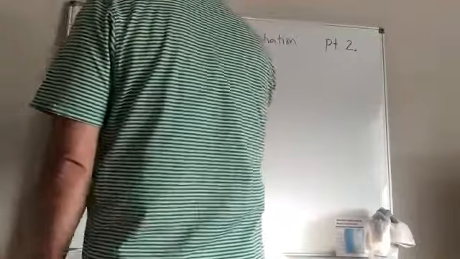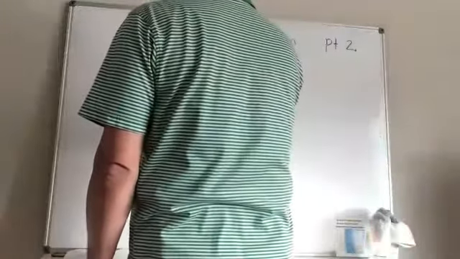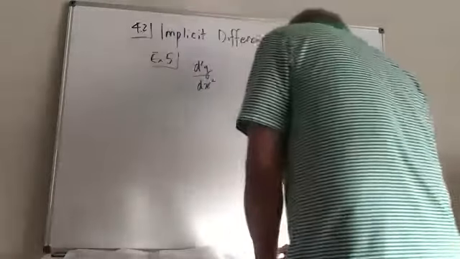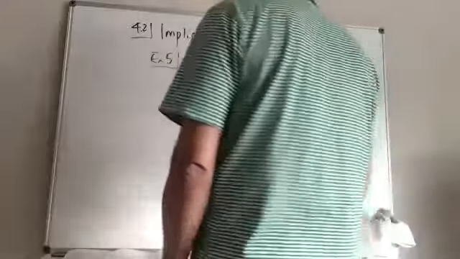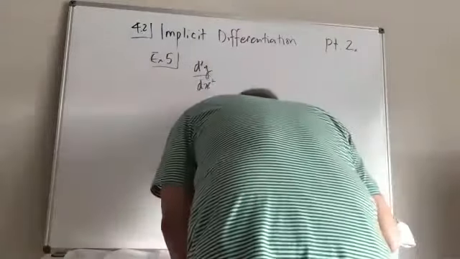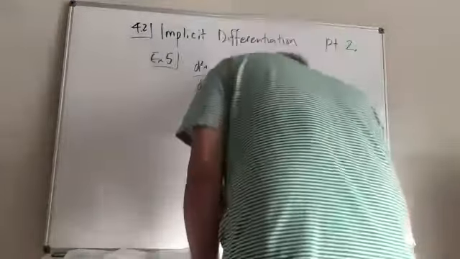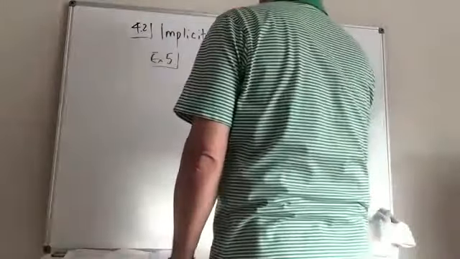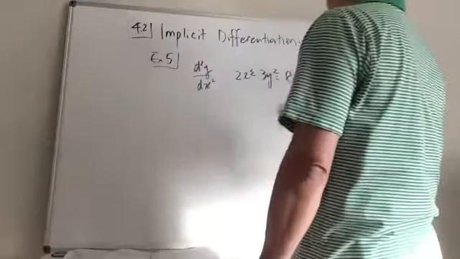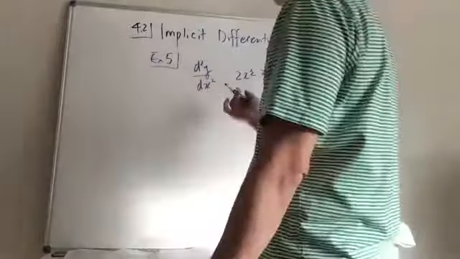Example 5. So really this is the same thing. The only difference here is that you will do some other stuff once you find the y prime, once you find the double prime. Okay, so here we go. 2x cubed minus 3y squared is equal to 8. So let's find the y prime first. We're trying to find the double prime, but let's find the y prime first.